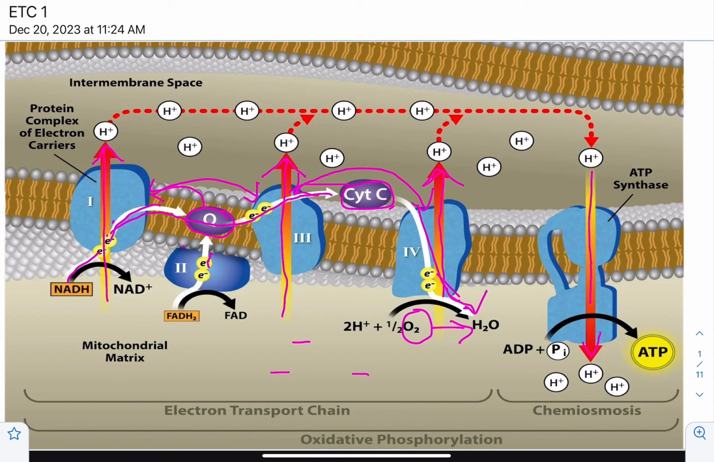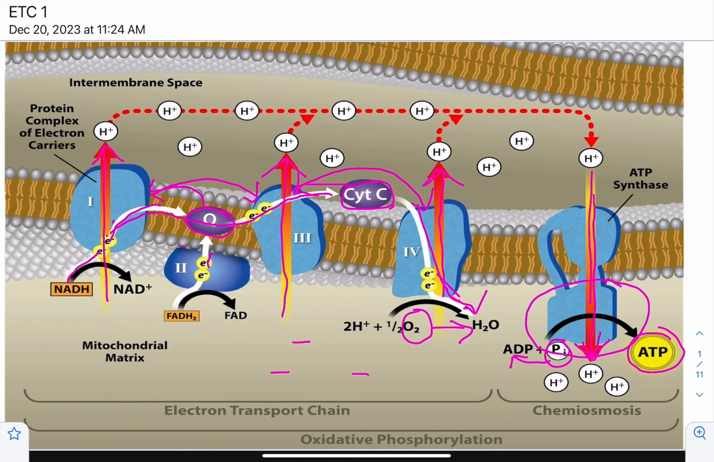Electrochemical, because there's charge, and chemical for the concentration gradient. Two kinds of gradients here. And so what happens as they go down ATP synthase, they power it up, make this bottom part here spin like a turbine, and as it's spinning, it takes the inorganic phosphate and adds it to ADP, turning it into ATP, and that's how you get ATP.